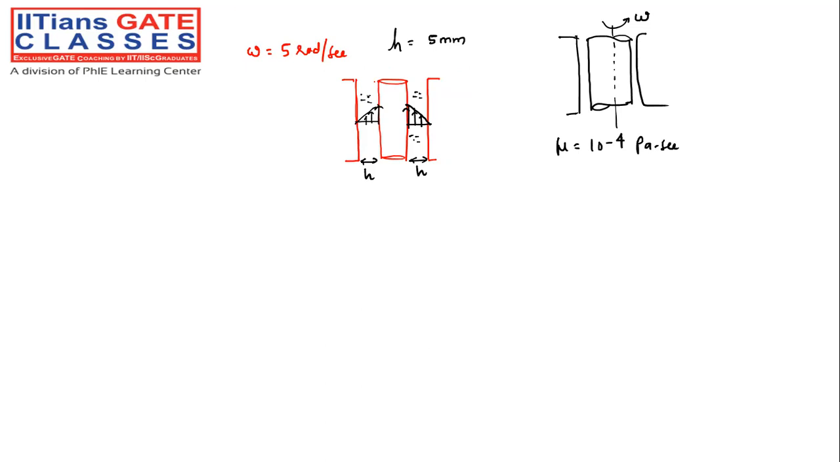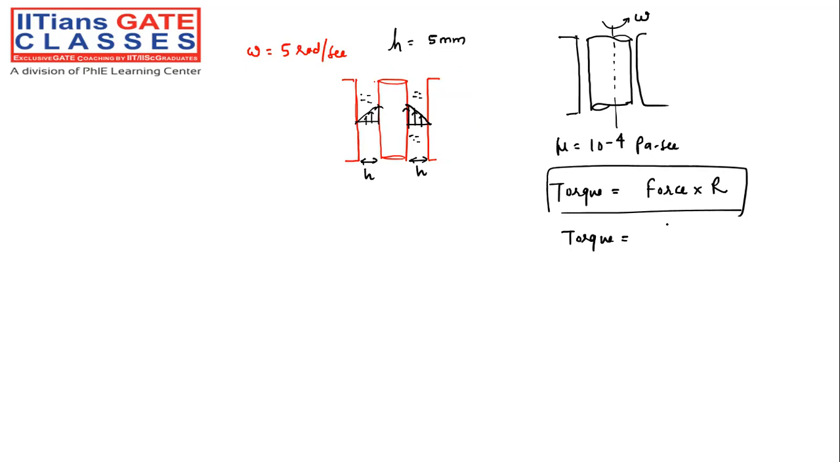Now, first of all, we need to just find the torque. You know the torque formula. Torque value is basically force into radius. What force? Viscous force into radius. This will be the formula. Now, how to calculate the viscous force? You know that the viscous force can be calculated as shear stress into area.